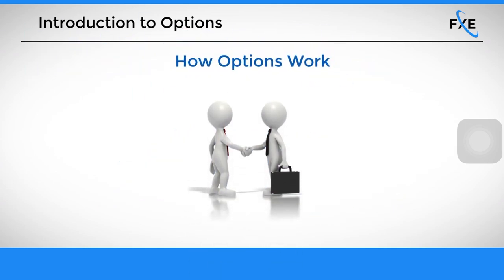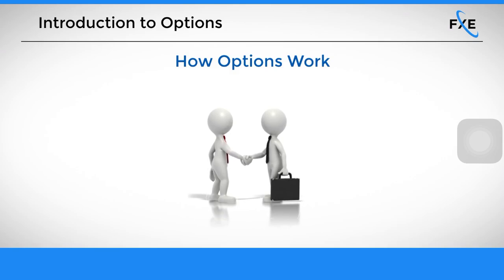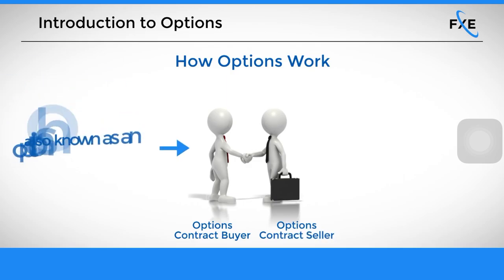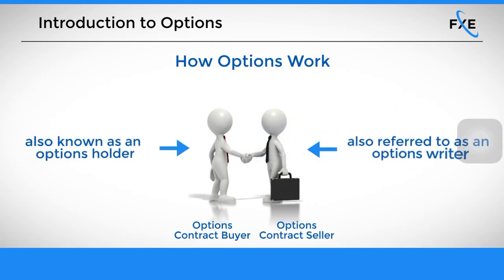Now let's have a look at how options work. In its most simple form, an option is a contract which allows the option buyer the right, but not the obligation, to buy or sell an asset at a predetermined price in a specific time frame. There are always at least two parties in an options contract transaction: an options buyer, also known as an options holder, and an options seller, also referred to as an options writer. To help explain this, let's use an example that isn't related to the finance markets, as it will clearly illustrate how an option contract works.